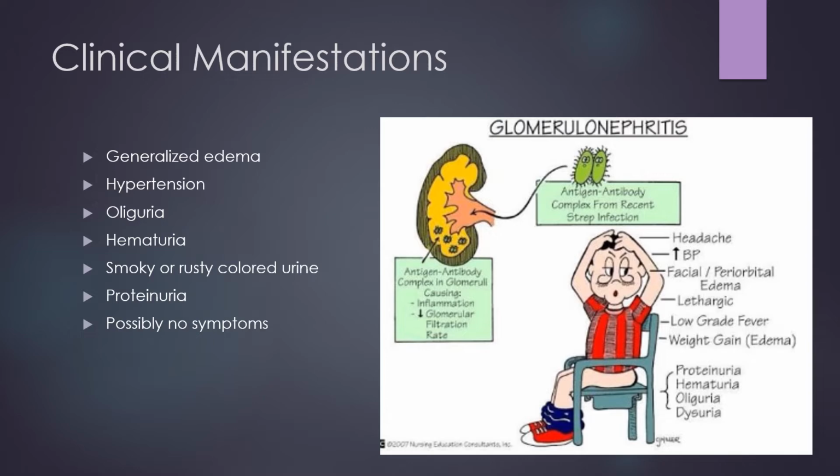We also see protein in the urine. The glomeruli are not filtering out our wastes or fluid like they should, but they are so broken and damaged that they do let the protein through, and then we lose it in our urine. So when we're doing our UA, we can see blood in the urine, we can see protein in the urine, and we can also see a decreased urinary output.